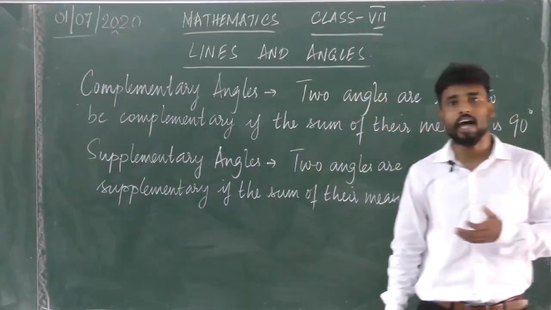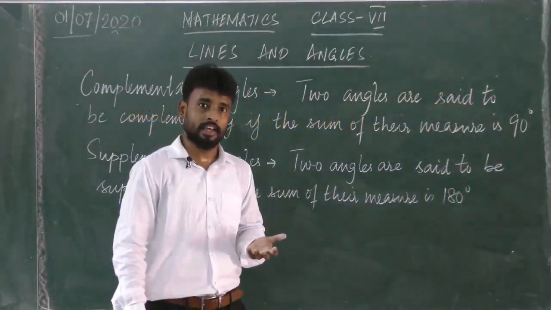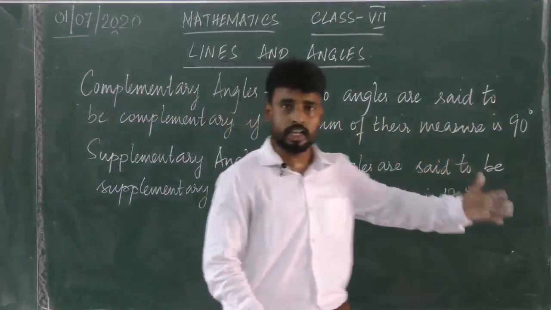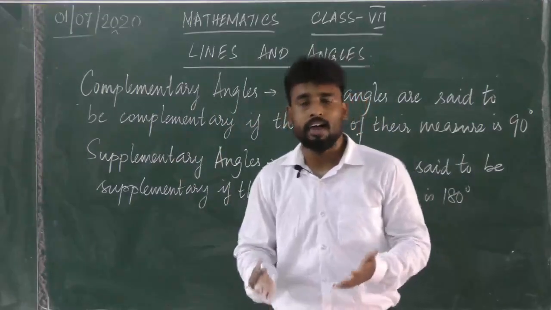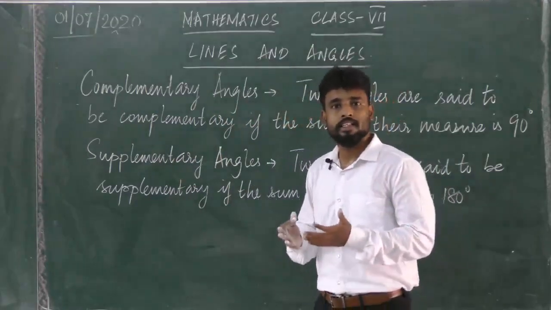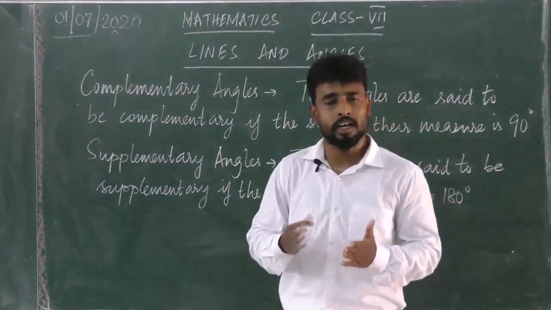Two angles are said to be supplementary if the sum of the measure is 180 degrees. So we understood that when two angles sum up to 90 degrees, they are called complementary, and when two angles sum up to 180 degrees, they are called supplementary angles. Each angle is a supplement of the other.